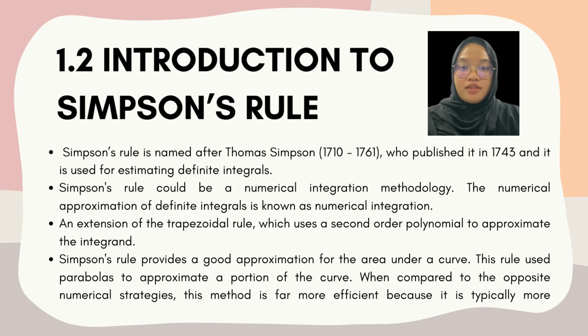In fact, this method is an extension of the trapezoidal rule, which uses a second-order polynomial to approximate the integrand. Simpson's rule provides a good approximation for the area under a curve. This rule uses parabolas to approximate a portion of the curve. When compared to other numerical methods, this method is more efficient because it is more accurate. Where n is even, this method uses approximation for equally spaced subdivisions.